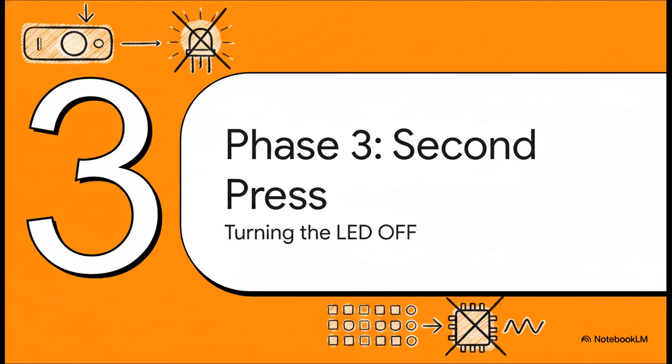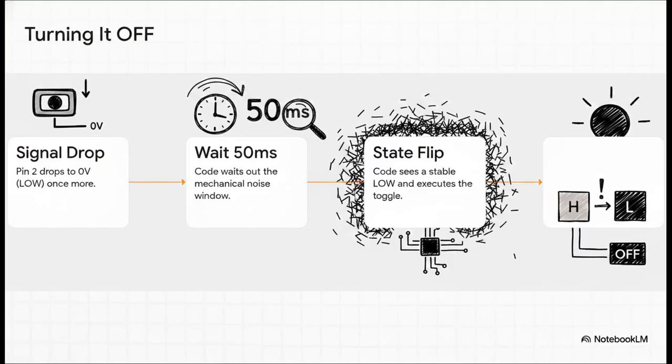Now, let's look at the second strike in phase 3, the second button press, and the process of turning the system back off. Turning it off is basically déjà vu. It perfectly mirrors our first sequence because the system identically repeats that whole debounce filtering process. You press the button, pin 2 drops to 0 volts, the code plays detective again, waiting out the chaotic 50-millisecond mechanical noise window. It sees a stable low, but this time, because the memory state of the LED was currently high, that toggle command, ledState equals not ledState, forces it to flip back to low. The logic has completely reversed.